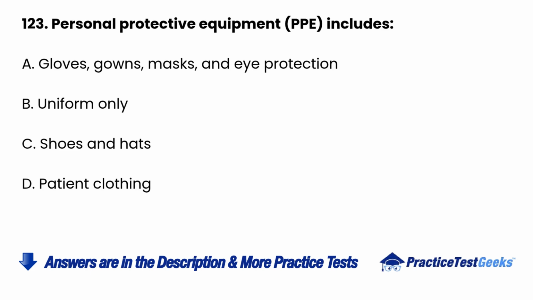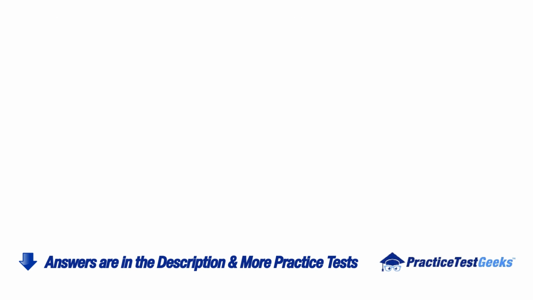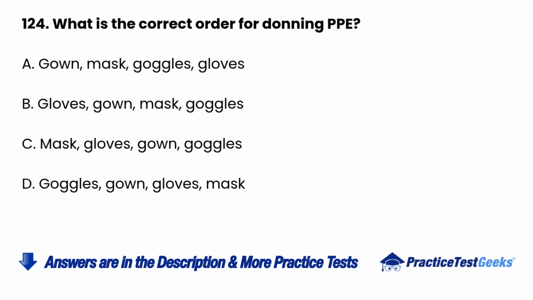123. Personal protective equipment, PPE, includes: A. Gloves, gowns, masks, and eye protection. B. Uniform only. C. Shoes and hats. D. Patient clothing.